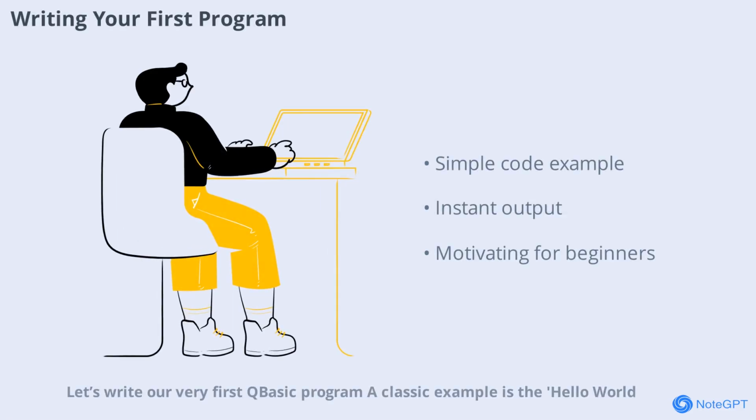Let's write our very first QBasic program. A classic example is the Hello World program. In QBasic, you simply type print Hello World and run the program. The output appears on the screen showing the message. This simple exercise demonstrates how easy it is to get started with QBasic. Writing and running your first program is an exciting milestone and sets the stage for more complex projects. With just a few lines of code, you can see immediate results, which is both motivating and rewarding.